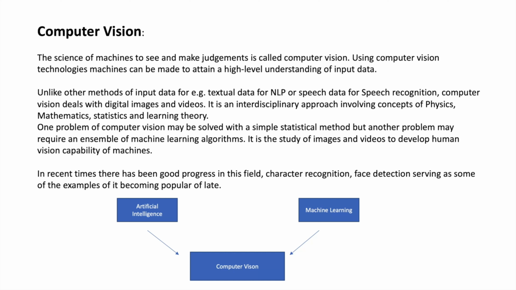One problem of computer vision may be solved with a simple statistical method, but another problem may require an ensemble of machine learning algorithms. It is a study of images and videos to develop human vision capability of machines. In recent times, there has been good progress in this field, with character recognition and face detection serving as some of the examples of it becoming popular of late.